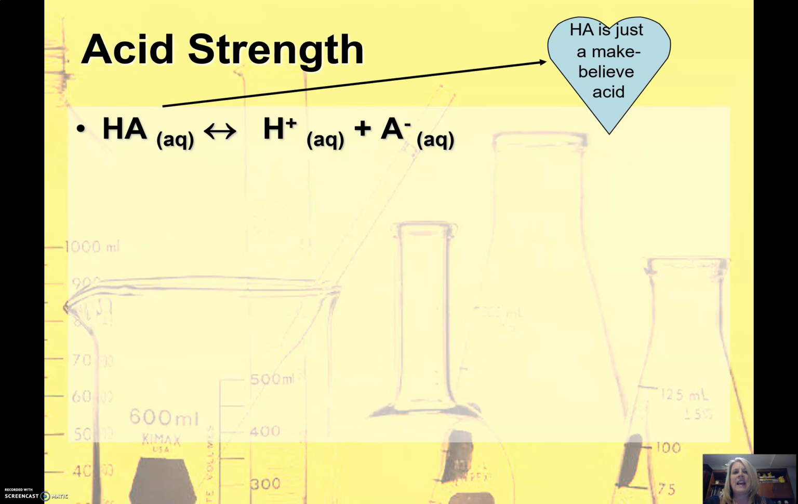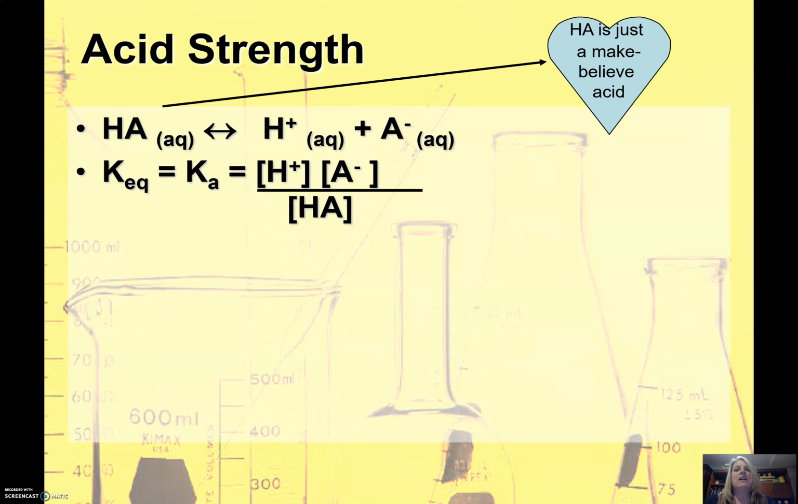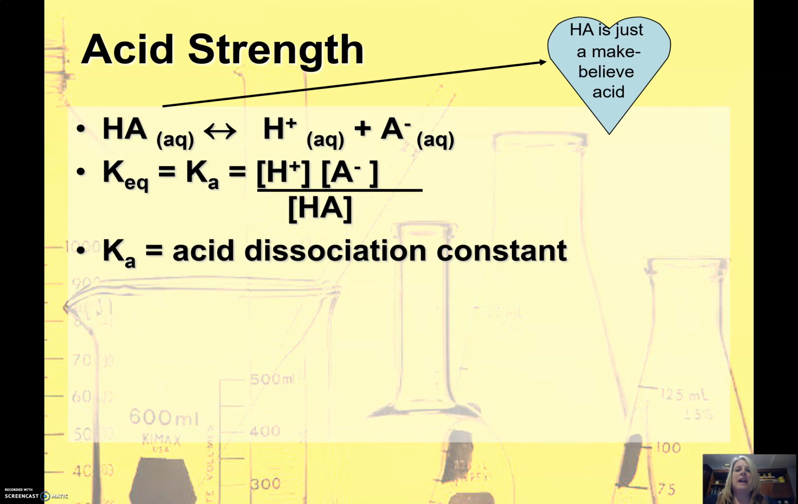So remember how to calculate K? Well, here is a reaction equation for an acid. I just made up this acid. I just called it HA. So HA dissolves into hydrogen ions and A, the anion, in solution. When we write our Ka, which is just like KEQ, we do brackets over each of the products on the top. In the denominator, we have brackets around our reactant, which is our HA. You'll notice that there are no powers here. There's no coefficients because my made-up acid is balanced. This equation is balanced right now.